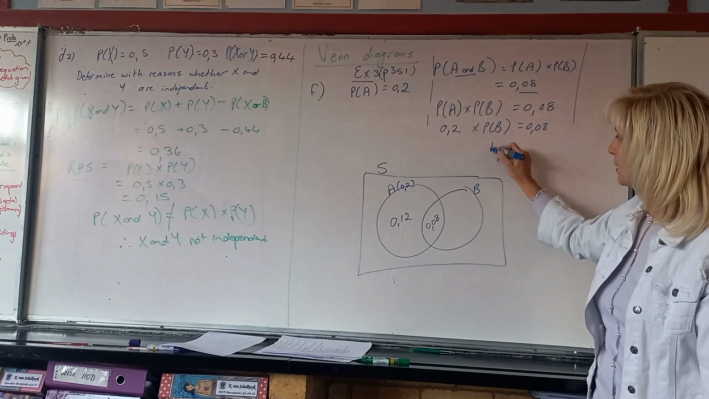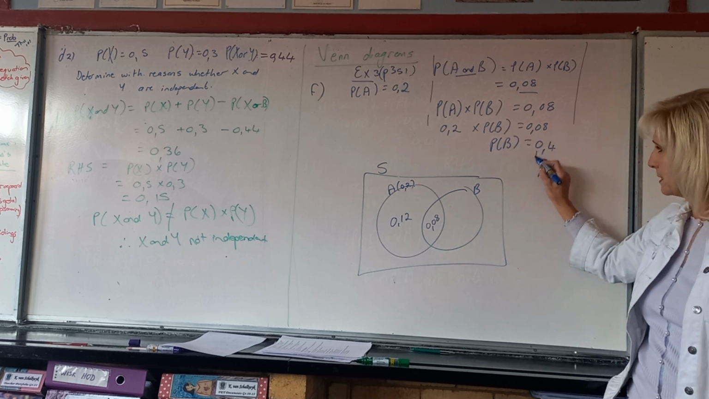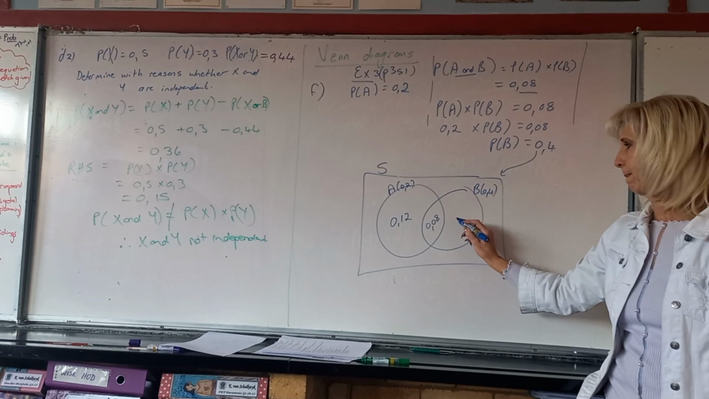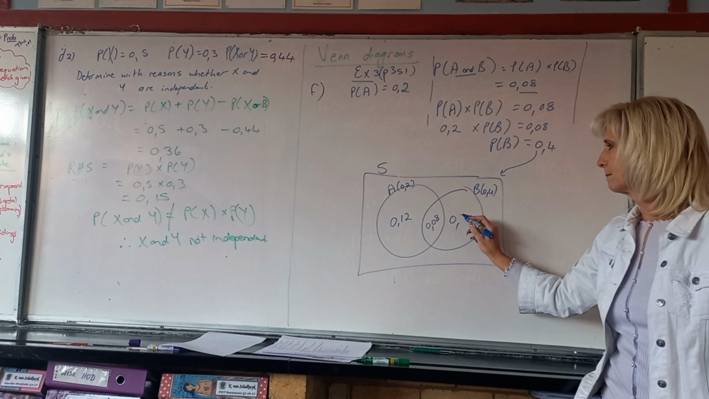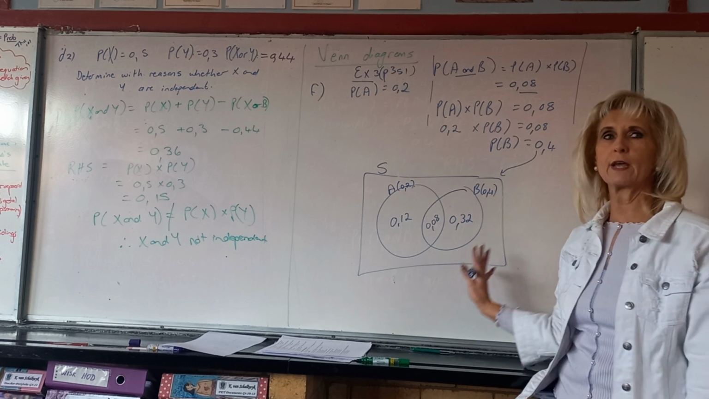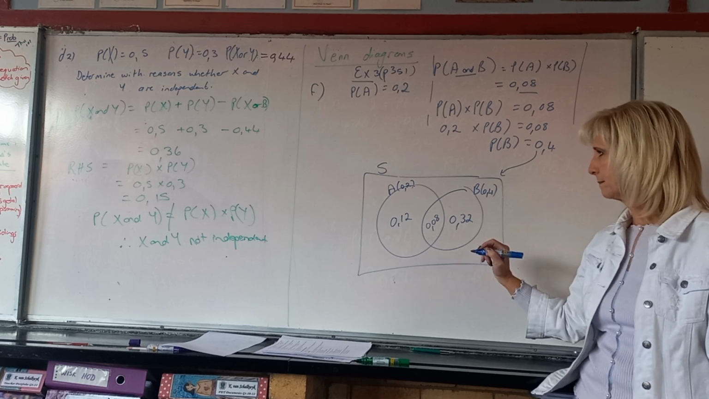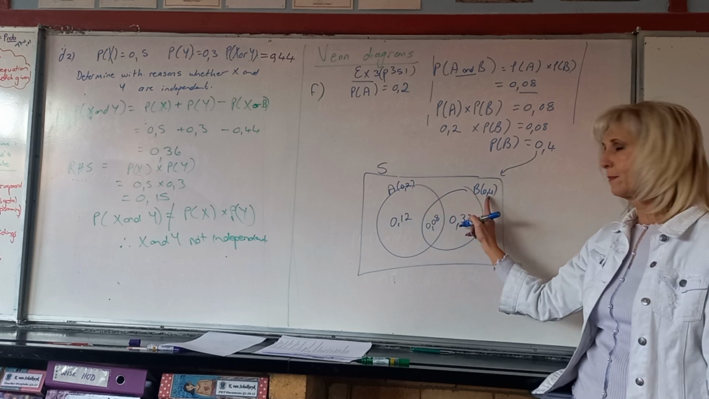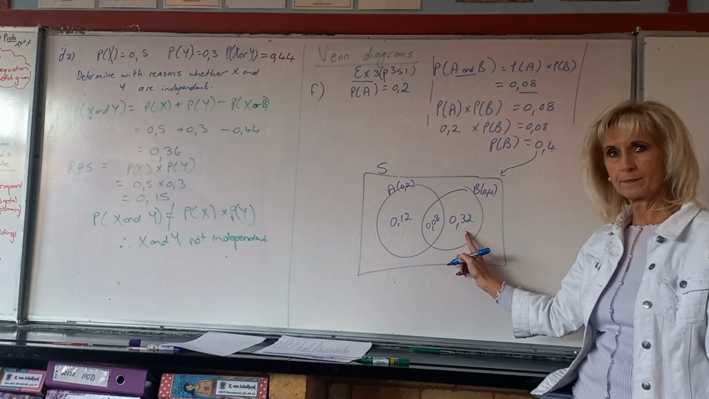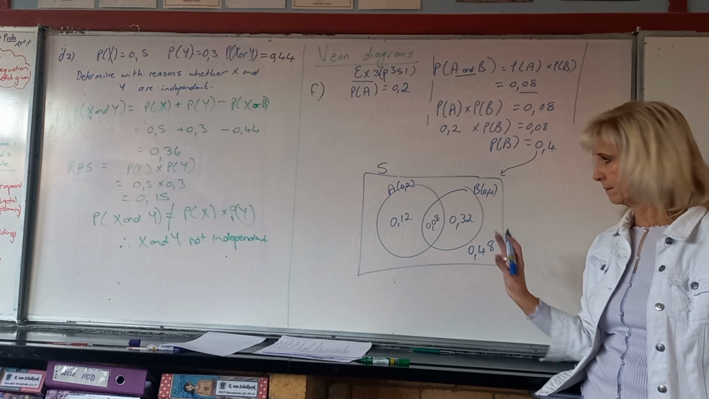So the probability of B would then be equal to 0,4. Now, if the probability of B is 0,4, then I'll go here and say 0,4, meaning that this will be 0,32. Because I have to add them up to get to 0,4. What's hanging about on the outside? Add them together. It's not 0,6. It's 0,52. So I'm short 0,48 on the outside. That's my Venn diagram.